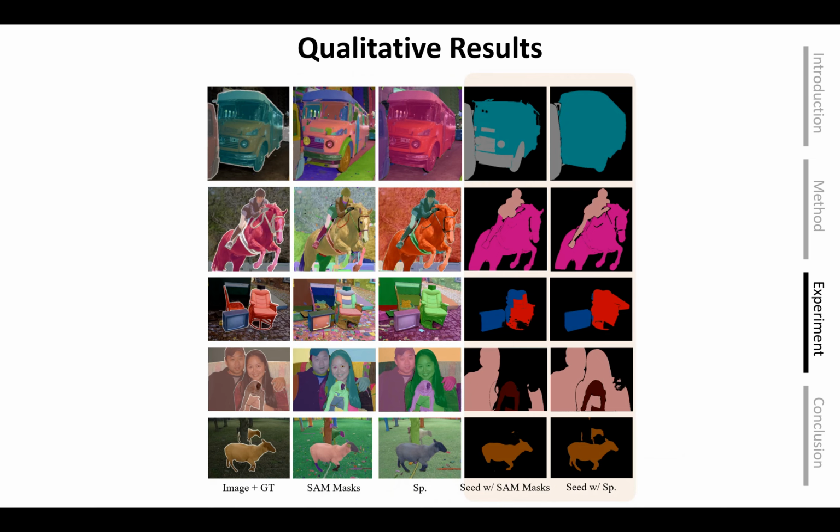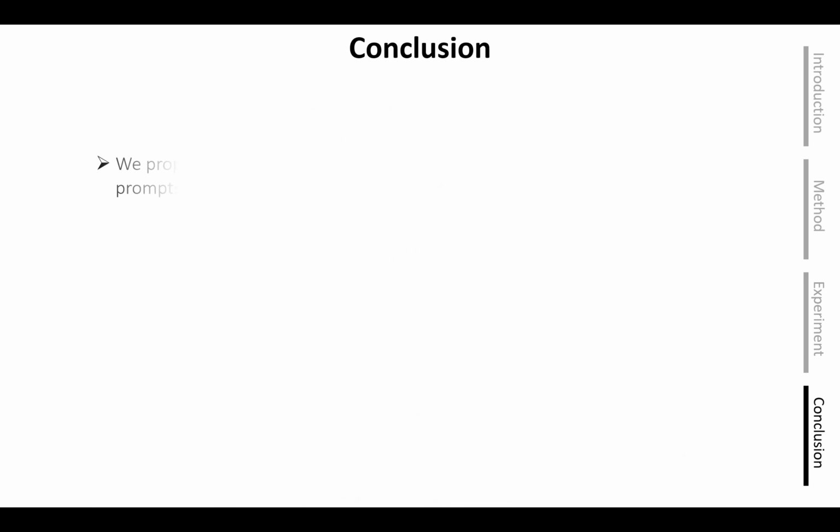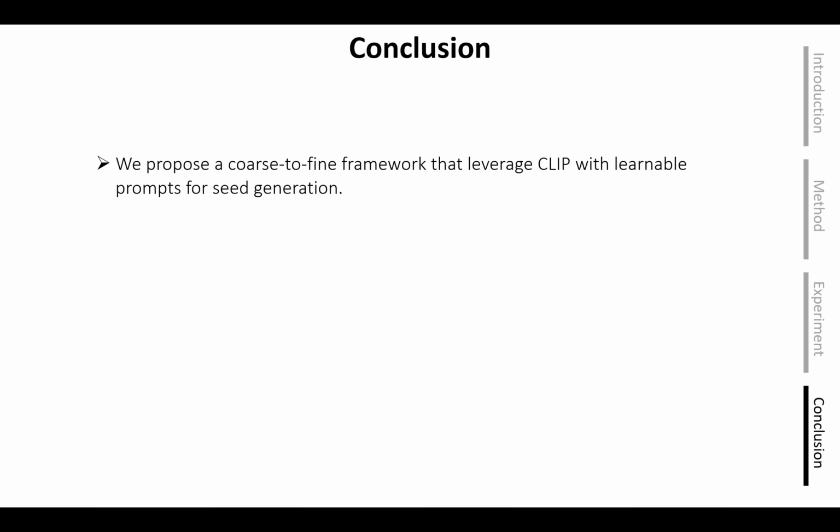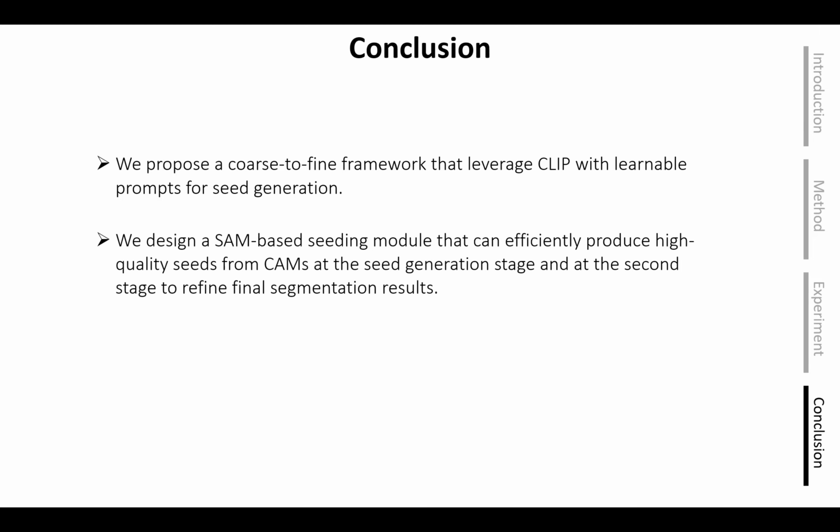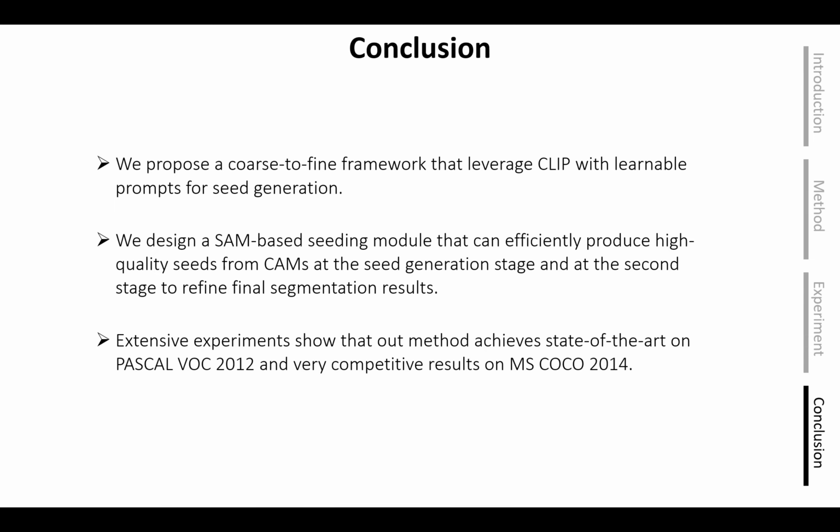In summary, the contributions of our work are as follows. First, we propose a coarse-to-fine framework that leverages CLIP with learnable prompts for seed generation. Second, we design a SAM-based seeding module that can efficiently produce high-quality seeds from CAMs at the seed generation stage and at the second stage to refine final segmentation results. Finally, extensive experiments show that our method achieves state-of-the-art results on PASCAL VOC 2012 and very competitive results on MS COCO 2014.